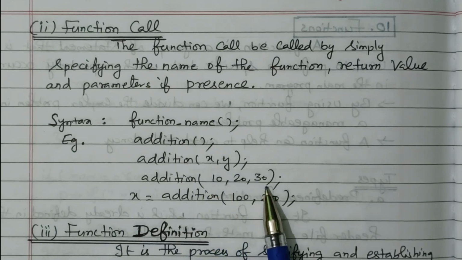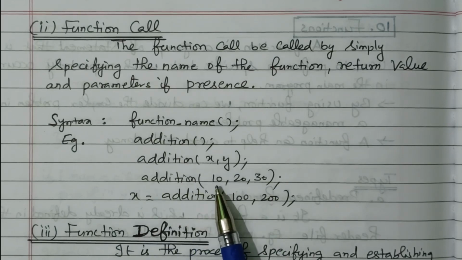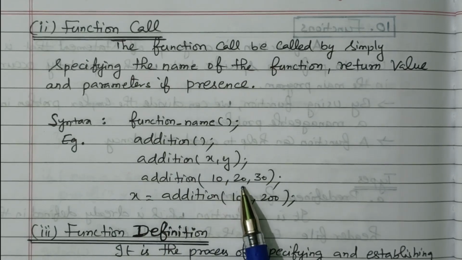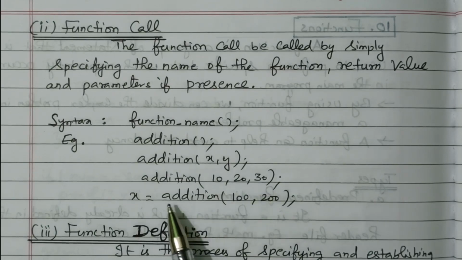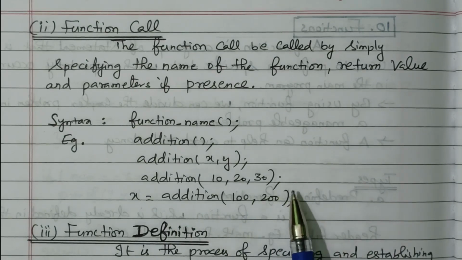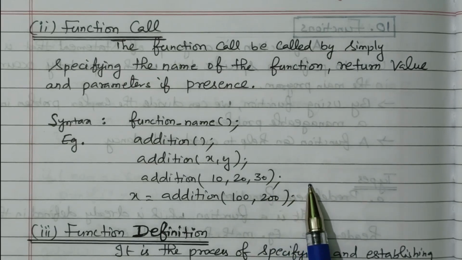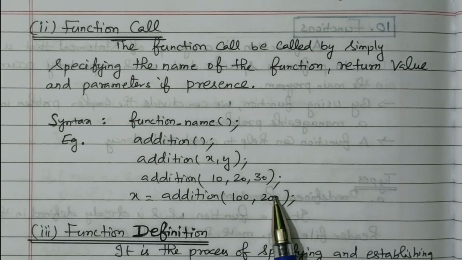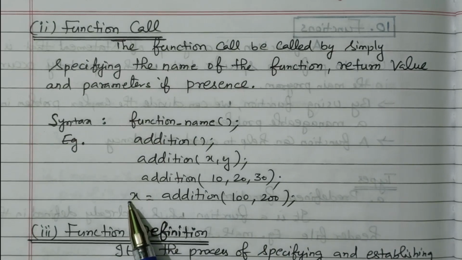Addition 10 comma 20 comma 30. The function name is addition. We are passing 3 values, 10, 20 and 30. And one more is x equal to addition 100 comma 200. This addition means we are calling the function. We are sending 2 parameters, 100 and 200. So the control will transfer to the function definition. In that function, some statements will be performed and the function will return the value. That value is stored in x.